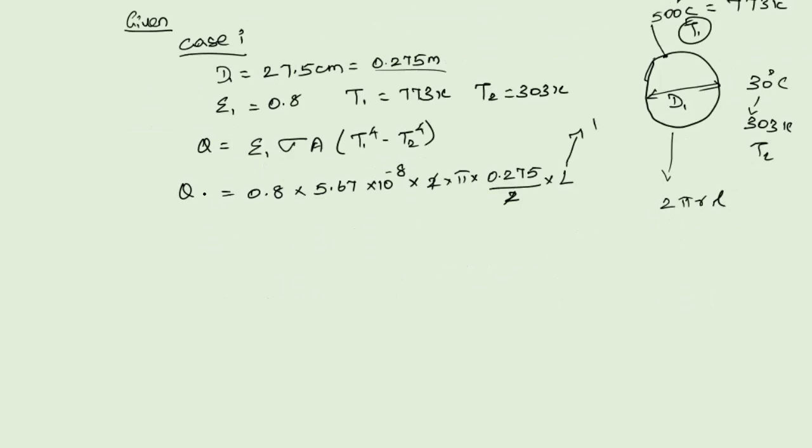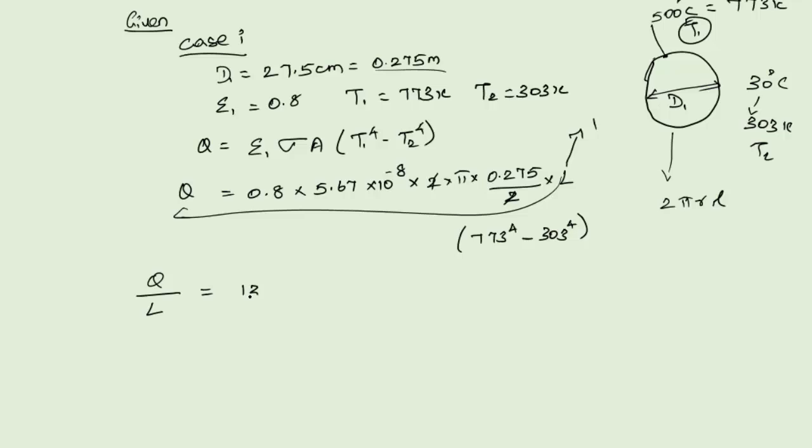Here it is Q into T1, which is 773 to the power 4 minus 303 to the power 4. So this L has to come this side. So Q divided by L, that is the per meter length value, Q equals 13.66 kilowatt per meter. So this will be the answer for case 1.